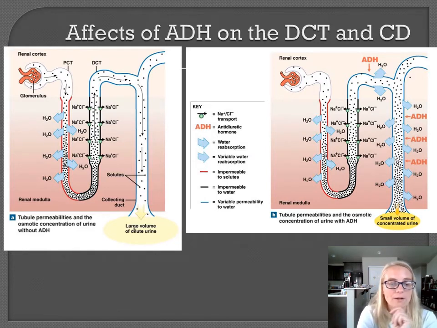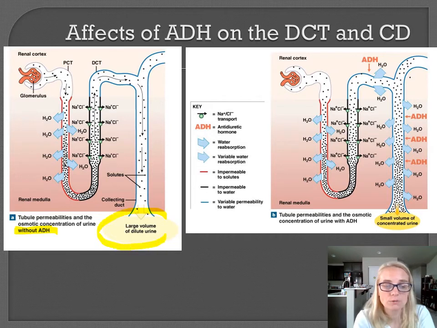So let's say you have little ADH right here, or no ADH. If you don't have any ADH, the only water reabsorption you're going to get happening is at the PCT and your nephron loop. You're not getting any water reabsorption at the distal convoluted tubule or the collecting duct. So what you end up producing is large volumes of very dilute urine. It's the same amount of solute that you may have been excreting, but now that same amount of solute is diluted in huge volumes of water.